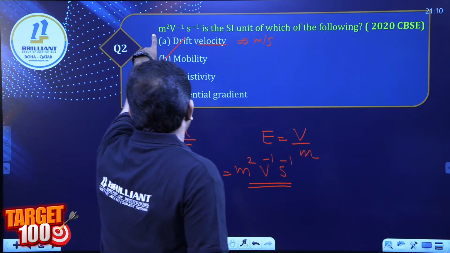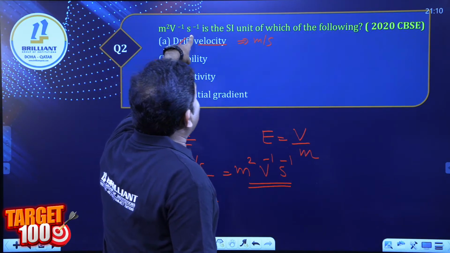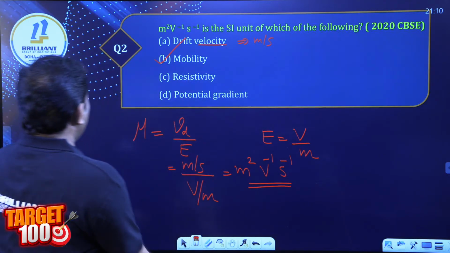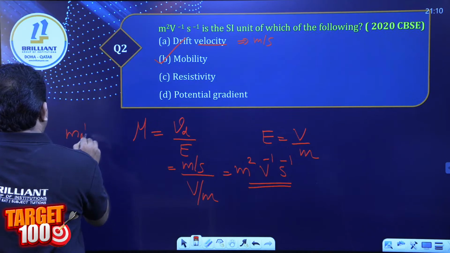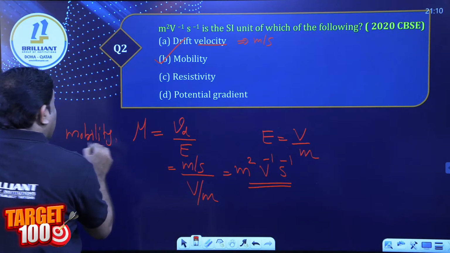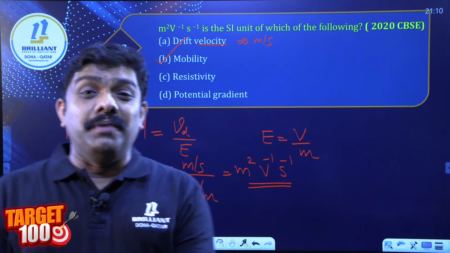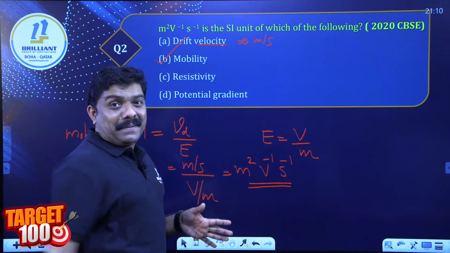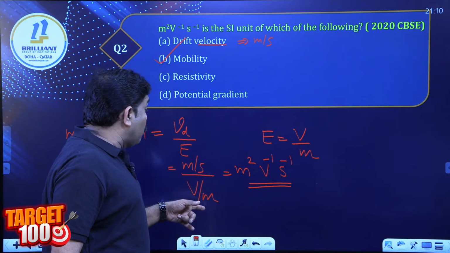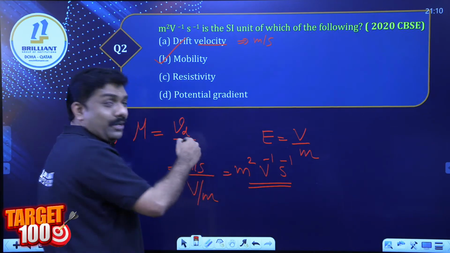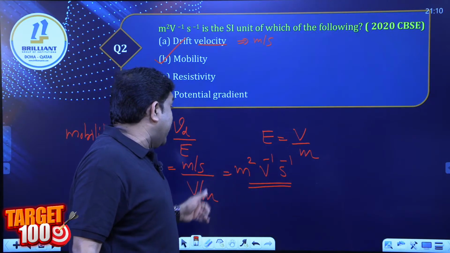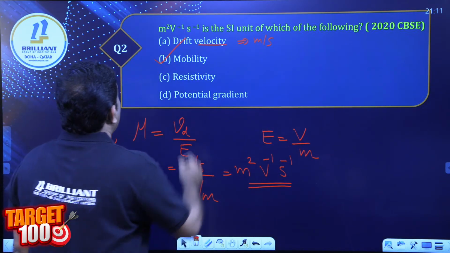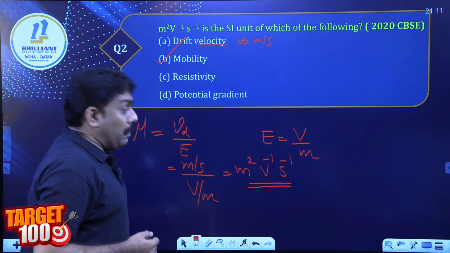So now the second question. Meter square volt inverse 1 second inverse 1 is the SI unit of which of the following? We know mobility. I am explaining the second question once more as per your request. Mobility is Vd by E, drift velocity by electric field. Drift velocity is meter per second and electric field is volt per meter, so this meter comes to the numerator. So it comes as meter square volt inverse 1 second inverse 1. The right answer for this option is B, that is mobility.